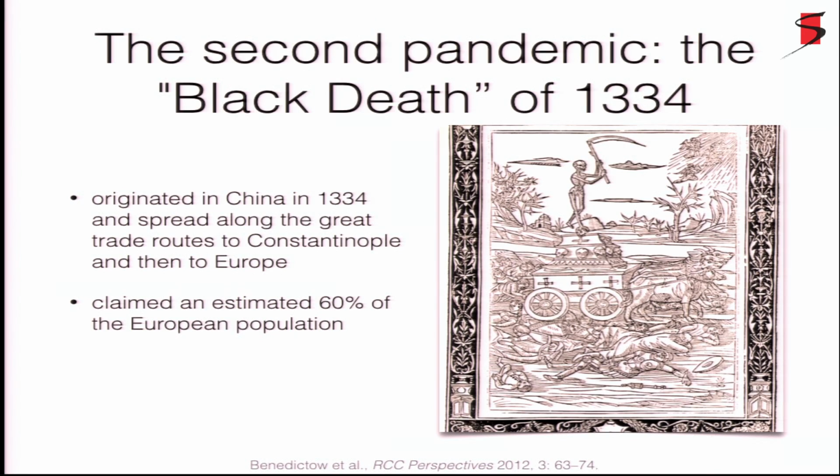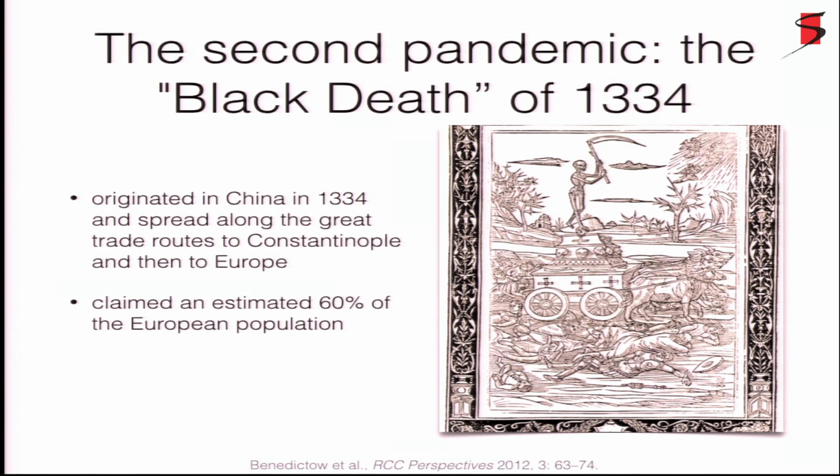Called Black Death, of course, because of the gangrene that occurs in reaction to Yersinia pestis. It originated in China in 1333 and spread along the great trade routes to Constantinople and then Europe. In fact, in the Justinian Empire, it was also new trade routes that brought the plague in. So you can see a very clear interaction between what's happening in human society and the spread of these diseases.